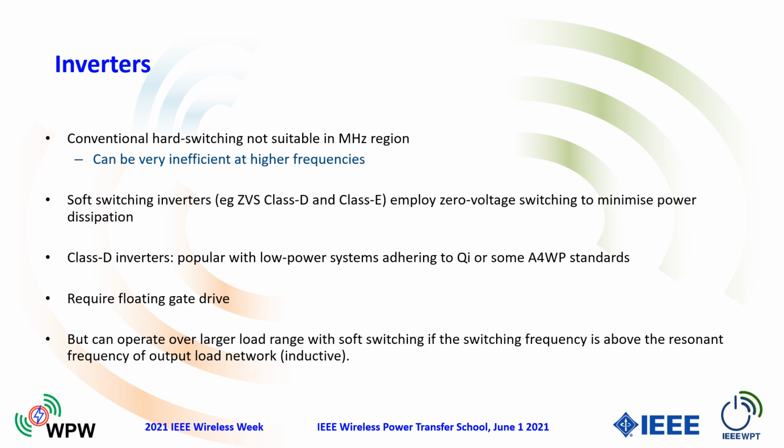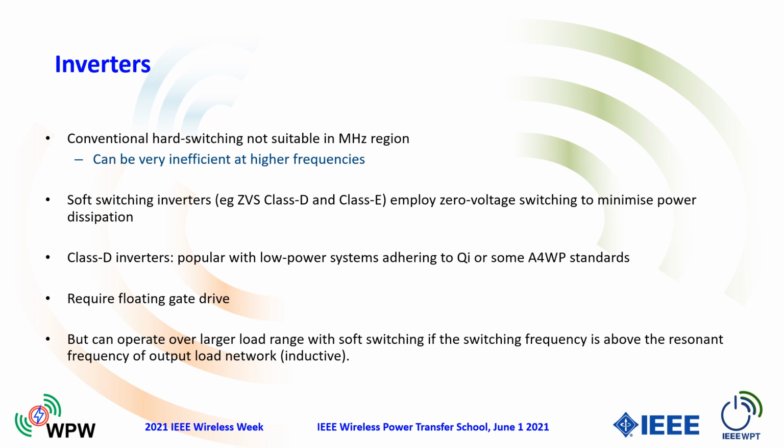So inverters, we don't want to use hard switched topologies because that'll be very inefficient at megahertz. We don't want to use pulse width modulation in order to shape a sine wave from a 2-level voltage source inverter, for instance, because if we want a megahertz fundamental, we need a 10 or 100 megahertz PWM in order to achieve that, and that's simply not going to be possible at these power levels. So soft switching inverters are what we're interested in at these frequencies. We can look at soft switch class D and class E types of inverter to minimize the power dissipation.